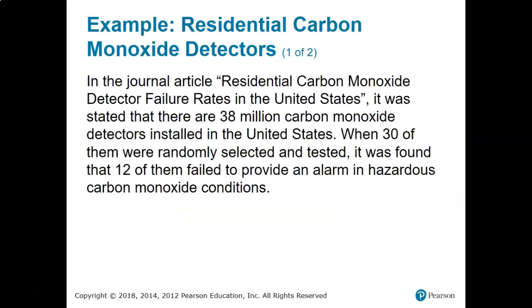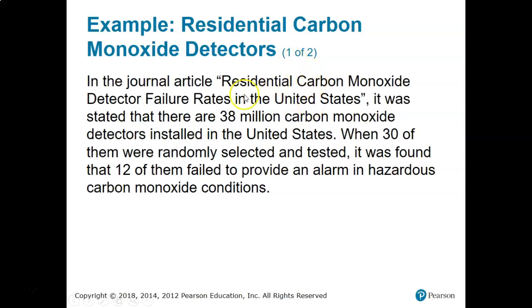Okay, so here we have an example. It says in the journal article called Residential Carbon Monoxide Detector Failure Rates in the United States, it was stated that there are 38 million carbon monoxide detectors installed in the United States. When 30 of them were randomly selected and tested, it was found that 12 of them failed to provide an alarm in hazardous carbon monoxide conditions. So the question here is, what is the population and what is the sample?